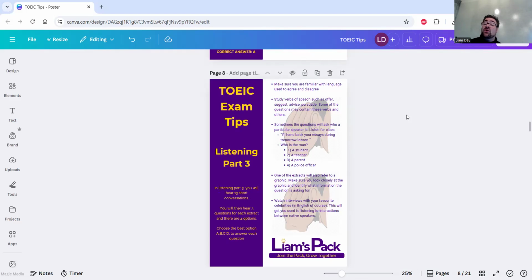Also, study verbs of speech. I've put 4 examples in here, but there are many more. But things like offer, suggest, advise, persuade. Some of the questions may contain these verbs as well as some others. If you don't know these verbs, then it's very difficult to answer the question. So rather than saying, what does the manager say? It might say something like, what does the manager suggest doing? So you need to make sure you know your verbs of speech.